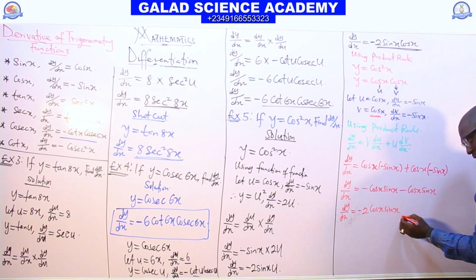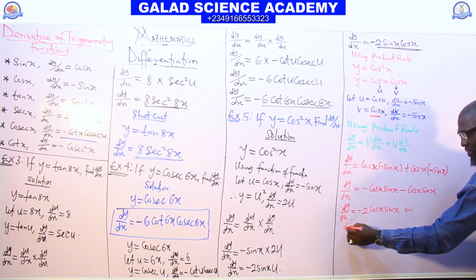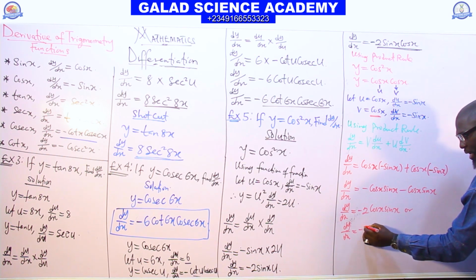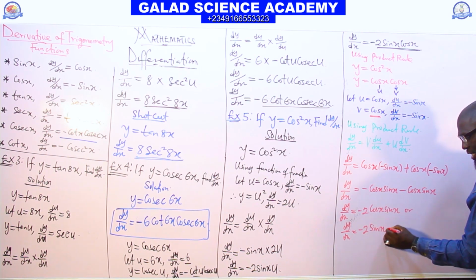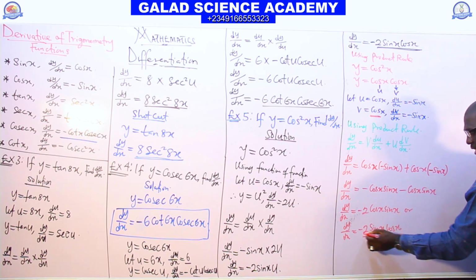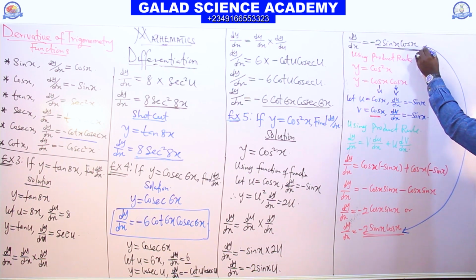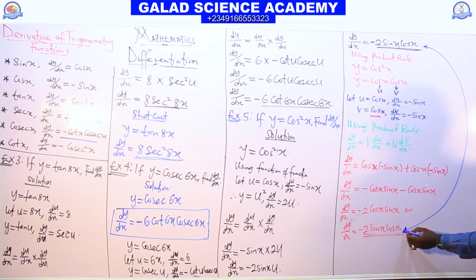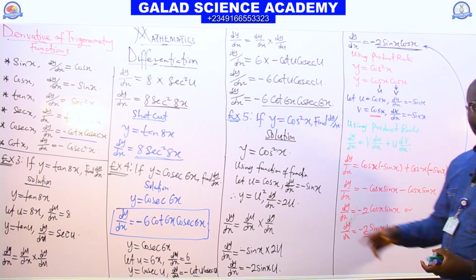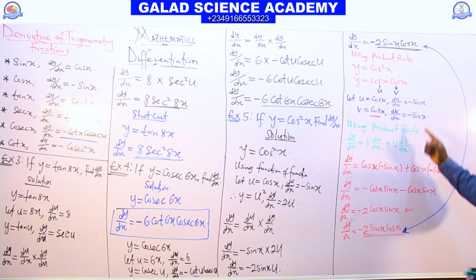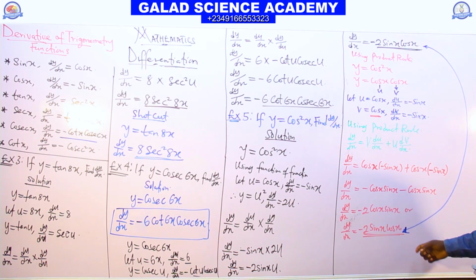If you check by rearranging it, dy/dx is minus 2 sine x cos x. It's still the same thing. The answer we have here is the same as the one we have here. By applying the same method, you must get the same answer. But you can see that the function of a function method is shorter than using the product rule.